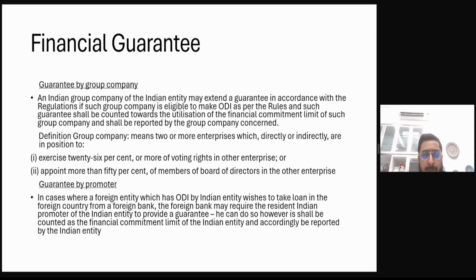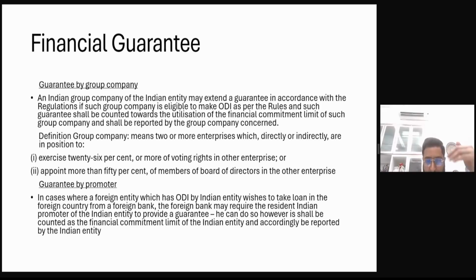Now, the definition of a group company: it means two or more enterprises which directly or indirectly are in a position to exercise 26% or more voting rights in the other enterprise, or appoint more than 50% of the members of the board of directors. No guarantee by the promoter, we've already spoken about it. In case of a foreign entity, for which an ODI by an Indian, we have discussed this.